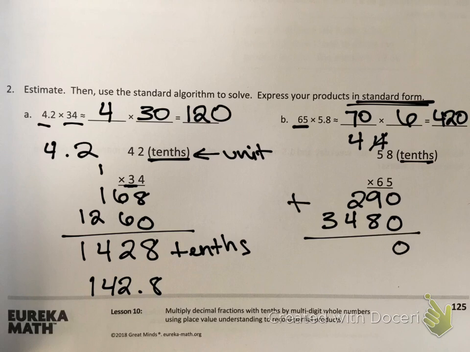0 plus 0. We're going to add all these up. 0 plus 0 is 0. 9 plus 8 is 17. 7 carrying the 1. 3 plus 4 is 7. 3 plus nothing is 3. So we have 3,770 tenths. But this is unit form. We need it in standard form. So 377 and 0 tenths, or just 377.